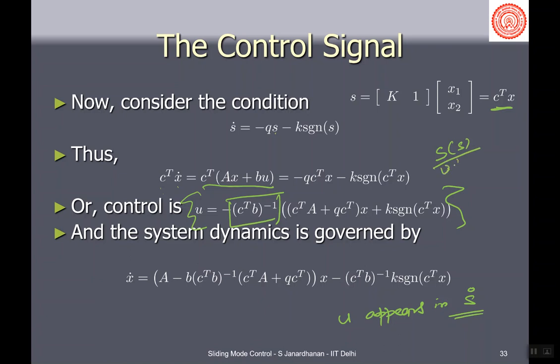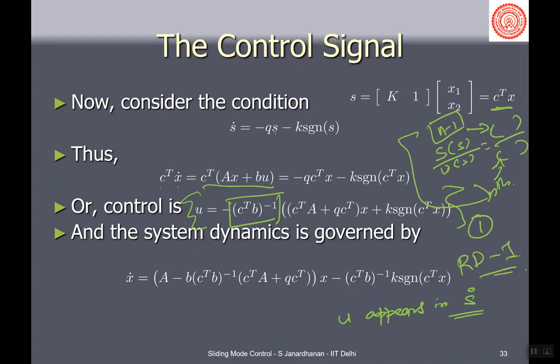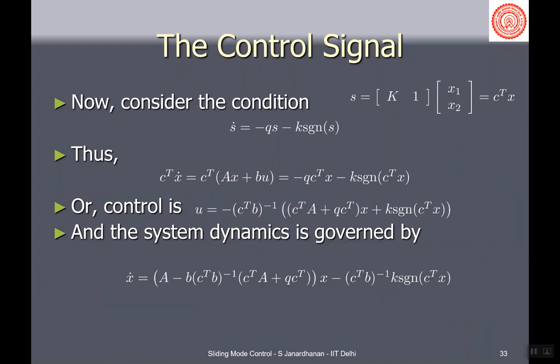And U appearing in S dot would mean that if I try to define the transfer function between S and U, I'll get a transfer function where the numerator is of degree n minus 1 and the denominator is of nth degree. So the difference in these degrees is 1, and that is why these systems are called relative degree 1 systems. This relative degree concept will become handy a little later in the chapter. That's why I'm bringing it here.